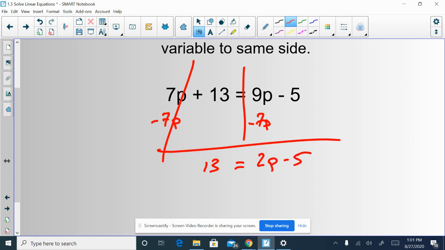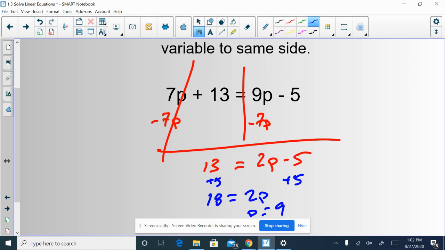And I'm going to solve this. This is now just like the previous slide, the previous type of question. 2p minus 5. I need to undo this, solve for the variable. It's got to multiply by 2 and subtract 5. We would undo the subtract 5 first, so we would add 5 to both sides. We're going to get 18 is equal to 2p, so p is equal to 9.